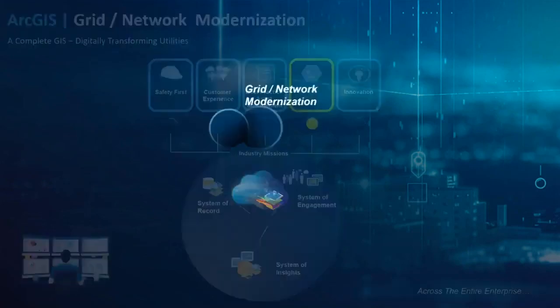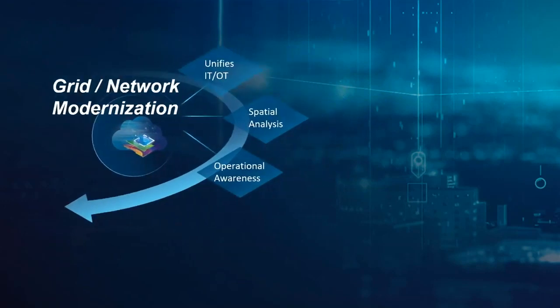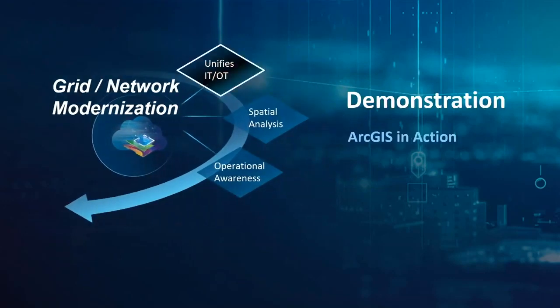So utilities need to know at all times the details of their network, right? They need to understand the connectivity, what's going on with and around it. ArcGIS and the utility network management extension are the keys to strengthening resiliency, security, and sustainability efforts. So to adapt and meet these needs of the future network, utilities are advancing. Their network is changing and we need to understand it. To do this, we focus on three main areas: unifying IT-OT convergence, spatial analysis, and operational awareness.